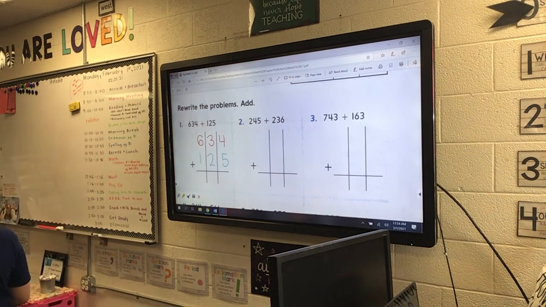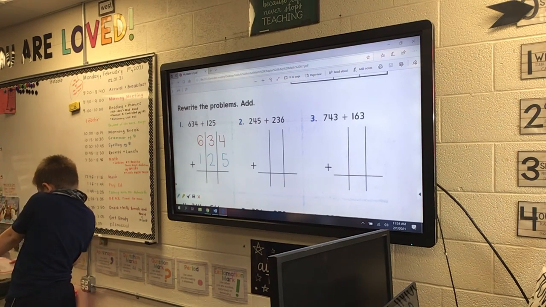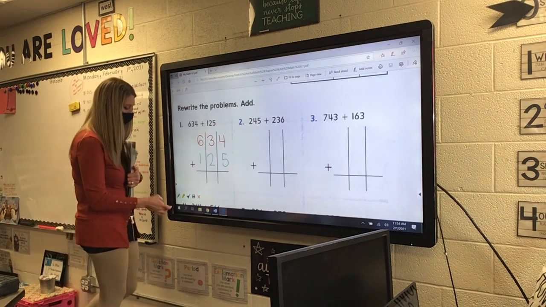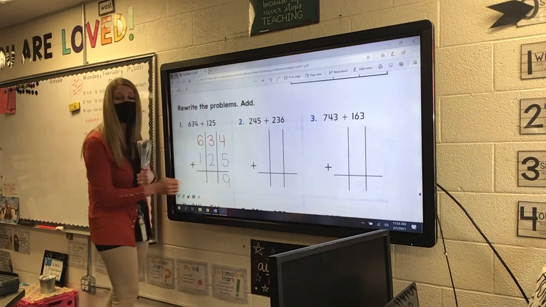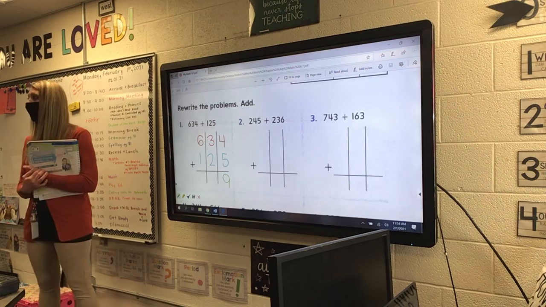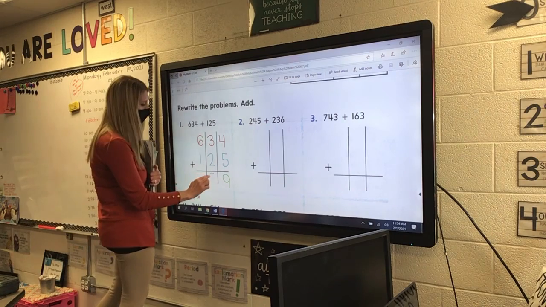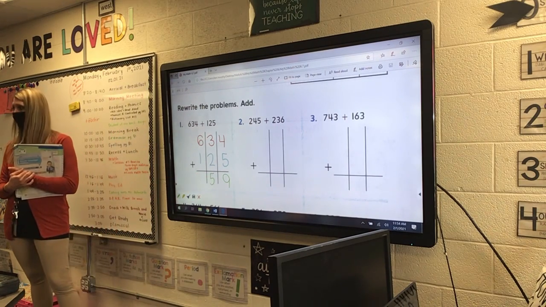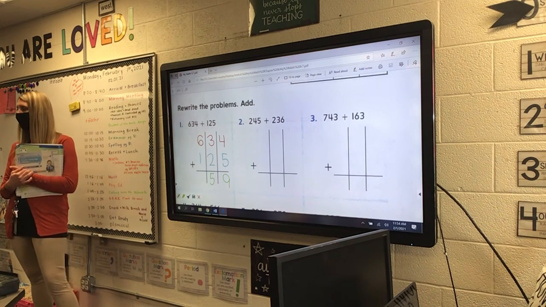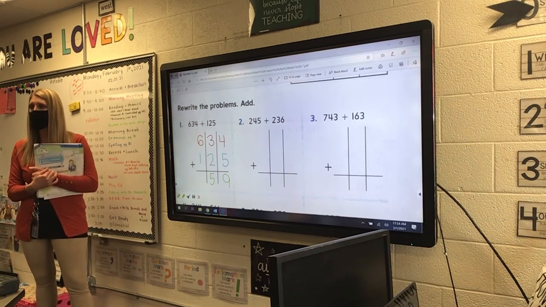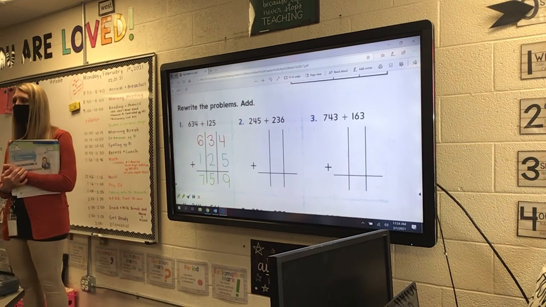Okay, now I'm going to add going down. This is where I need to know my facts. 4 plus 5. What is that, Ellie? 9. Good job. I do not need to regroup because it's not bigger than 10. So now I go to my tens column. 3 plus 2, what is that, Rain? 5. Good job. I don't need to regroup because it's not above 10. Then I go to my hundreds column. 6 plus 1. Lewis, 6 plus 1. 7. So, I'm done. You should have got 759.